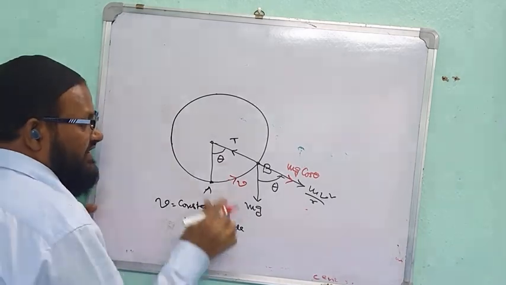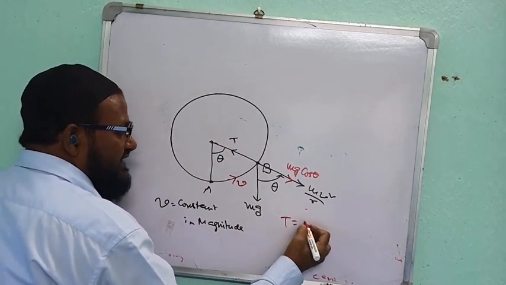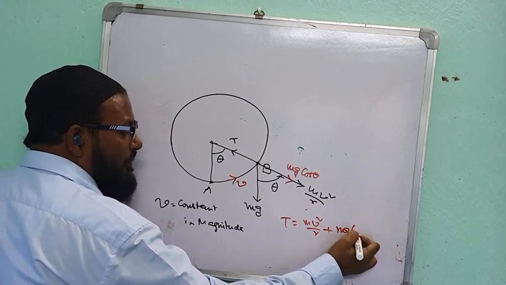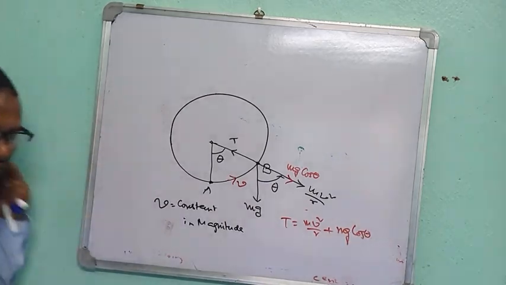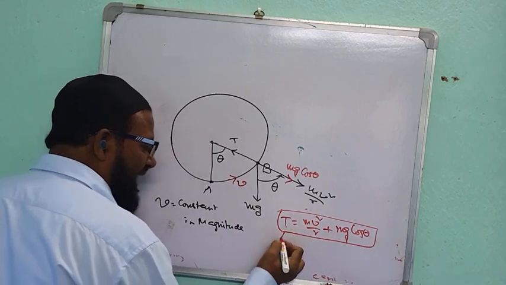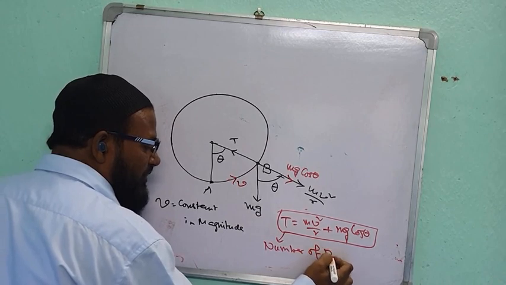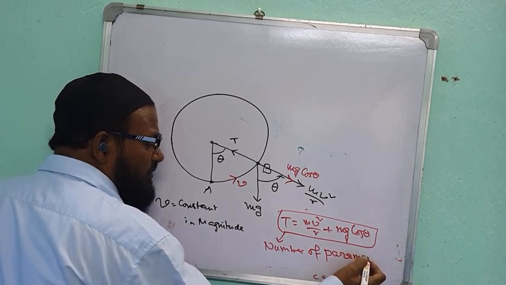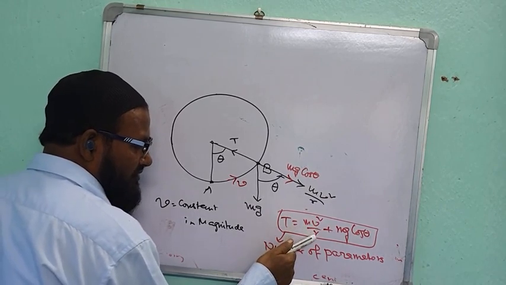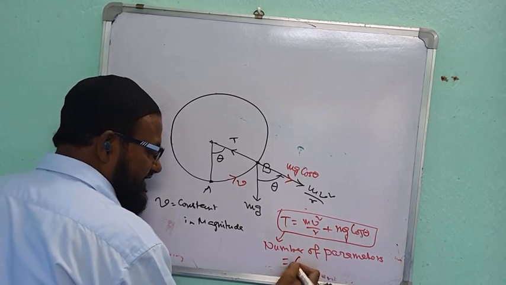Now, please see here. This T is balanced by, what is this T? T equal to mv squared by r plus mg cos theta. Now, in this equation, how many parameters? T, m, v, r, that is 4. This is g, 5, and theta, 6 parameters.